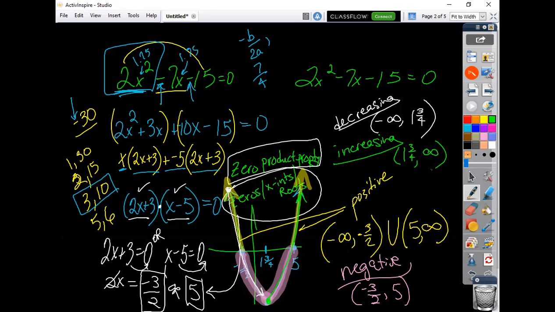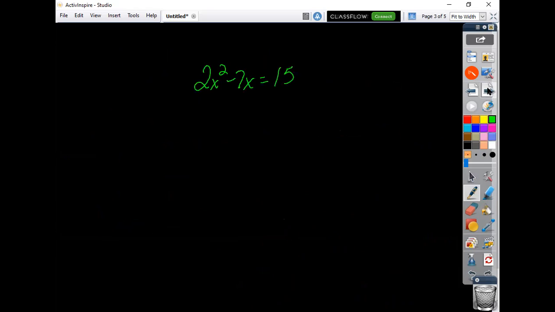Whew, that's a lot of stuff right there on that page. We could do this one over and do all the same things if you wanted to. The thing I was trying to emphasize here is the first step would be you had to move the 15 over to the left first. Subtract that 15 over to the left.